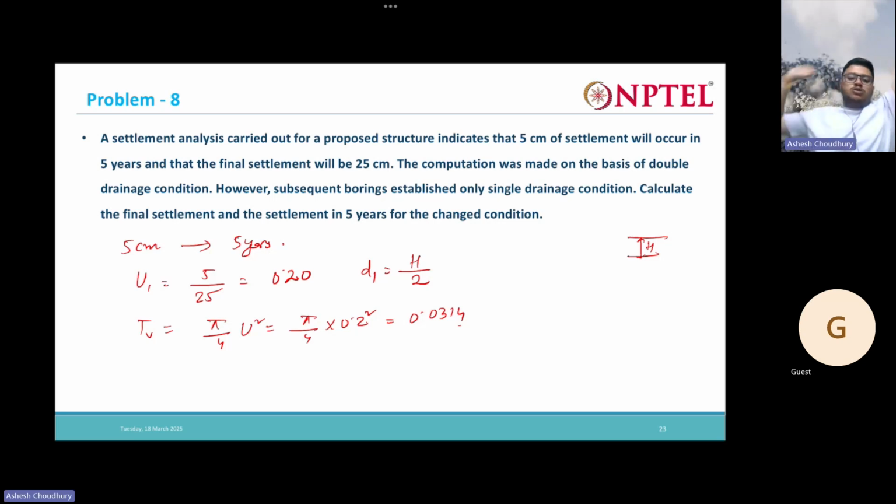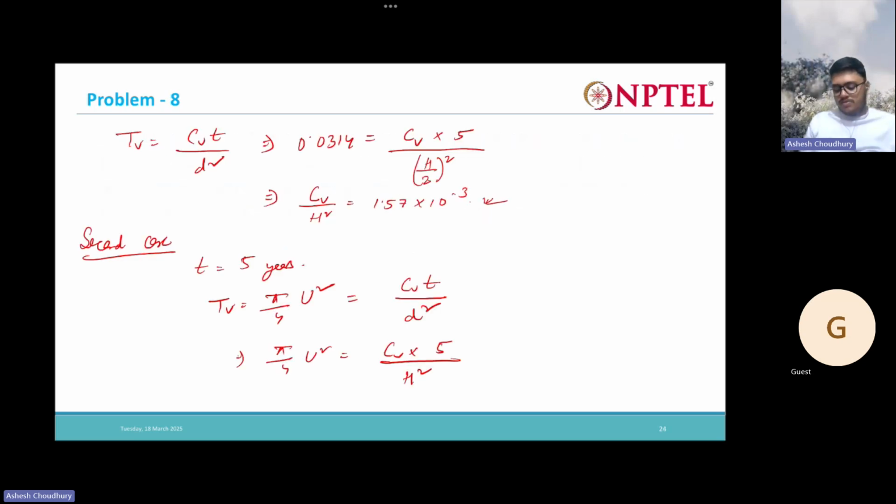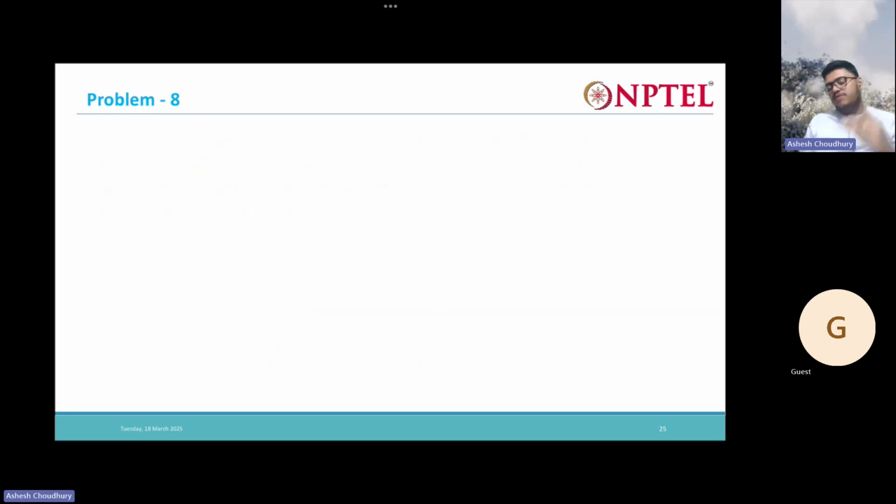So if we consider double drainage condition, then in the same time frame 5 centimeter of settlement happened. But if we consider single drainage condition, in the same time frame only 2.5 centimeter of settlement will happen. This settlement is half.